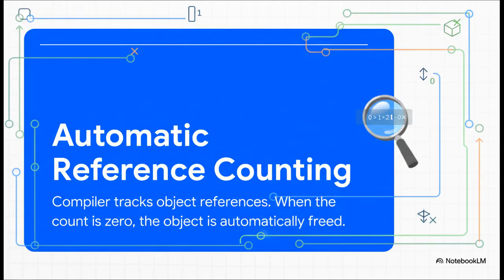So what even is ARC? Well, it's a pretty clever system, where the compiler basically does all the bookkeeping for you. Every time you make a reference to an object, a little counter goes up. When a reference disappears, the counter goes down.